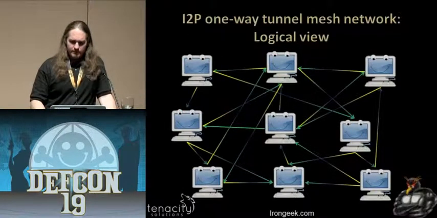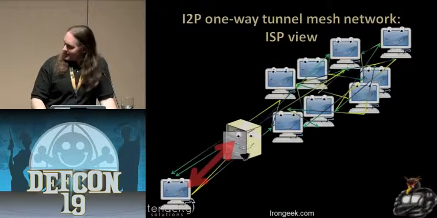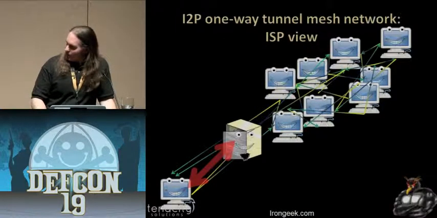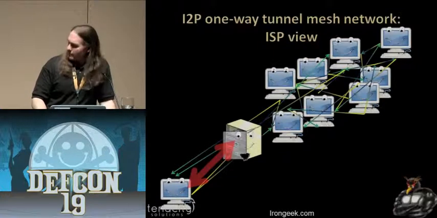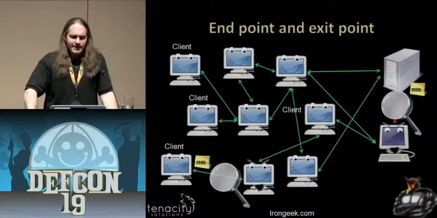But to give you an example, this is an example of a one-way mesh network. Your ISP's view of it might be something more like this. Once it gets out of your connection, they may not know who else is talking to it, but they can watch all the traffic going to and from you and may still be able to do some kind of correlation from that. But let's go back to the earlier example.